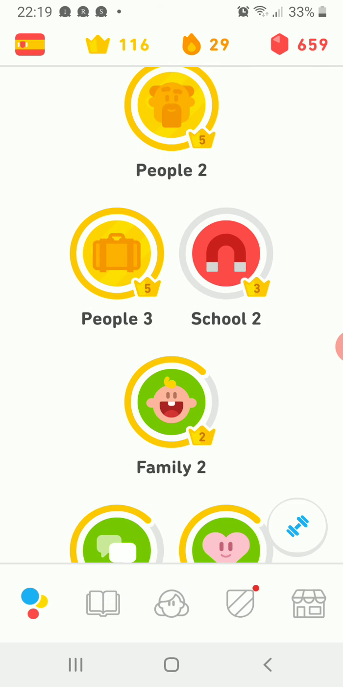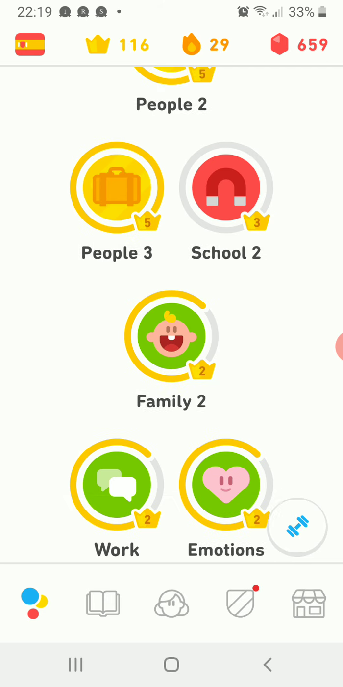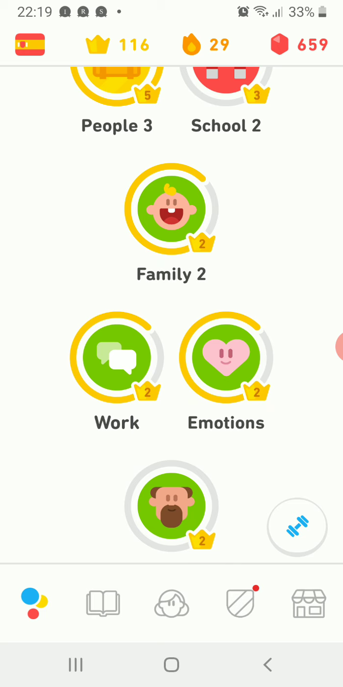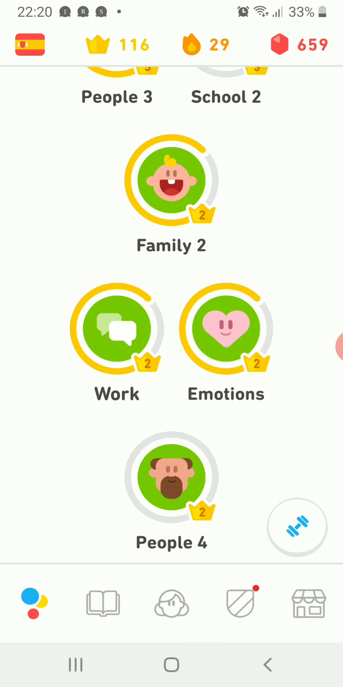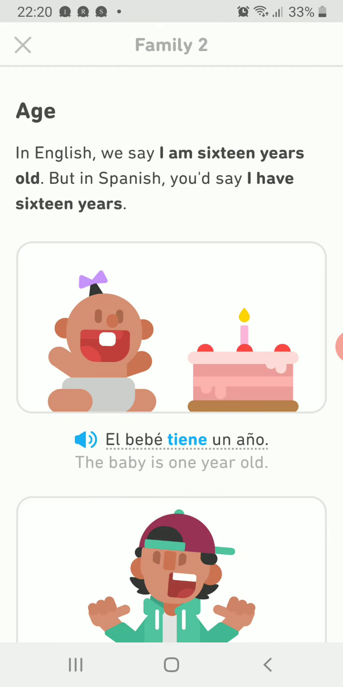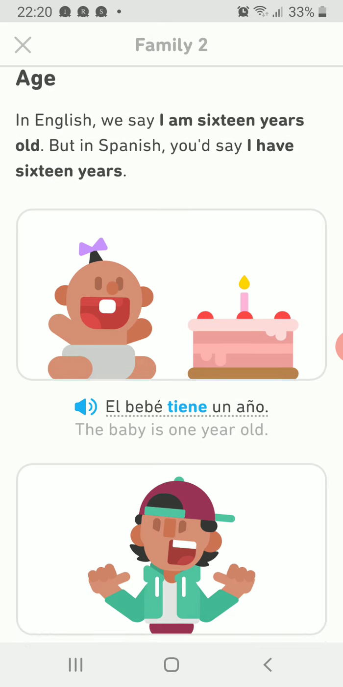Let's continue. Let's finish with family, work and emociones. Las emociones. No, los emociones. Una emoción, emociones. I think it's masculine. So let's do family and have a look at the tips. In English, we say I am 16 years old, but in Spanish, you'd say I have 16 years. So you don't say I am, you say I have in Spanish when you talk about age.